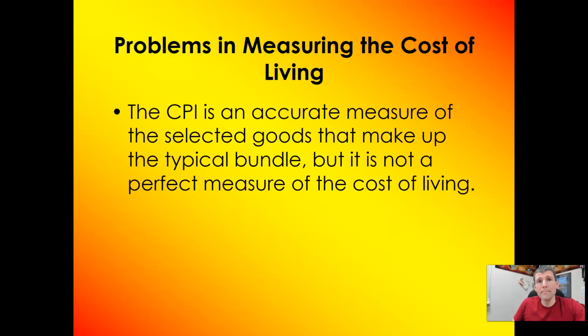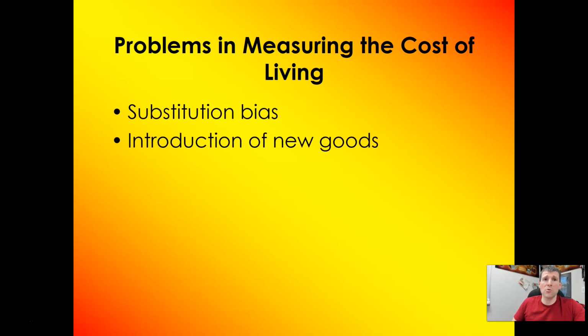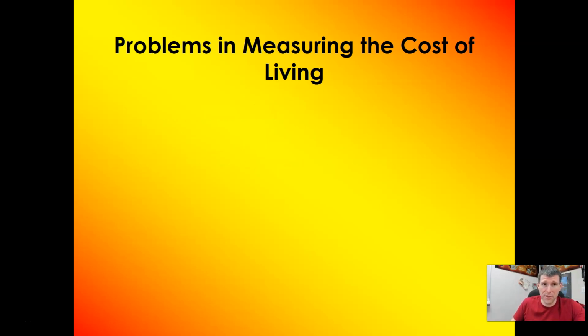All right. Now, problems using the CPI to measure cost of living. Typically it's going to be all right, but there are some drawbacks. One of them is what's called the substitution bias. Another one is introduction of new goods, and the third one is unmeasured quality changes.